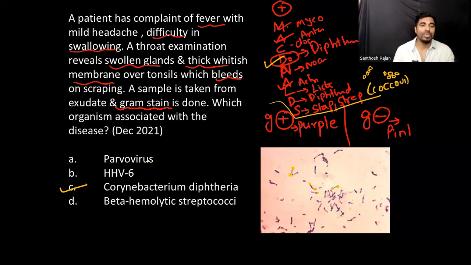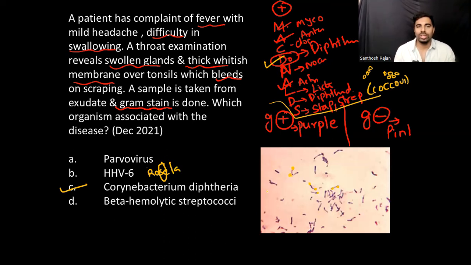Slap cheek appearance. This one is your Parvovirus. HHV 6, I already told you, will give roseola infantum. Roseola, S will come, S for 6, or exanthema subitum, which also has an S. So that one is roseola. Beta hemolytic streptococcus is basically streptococcus pyogenes.